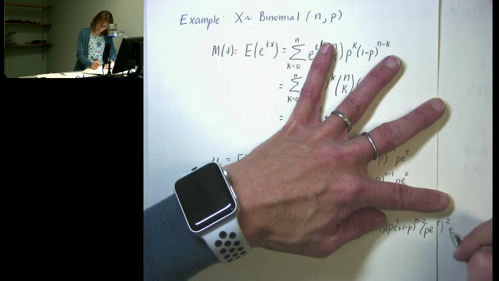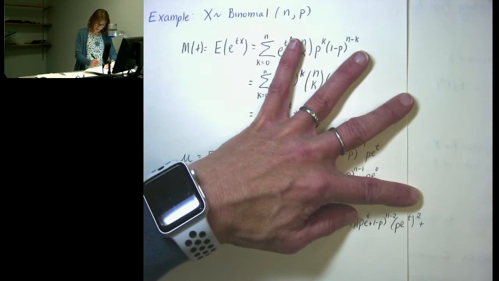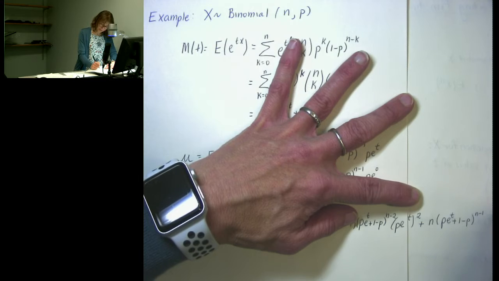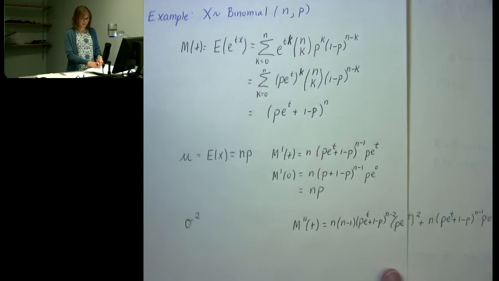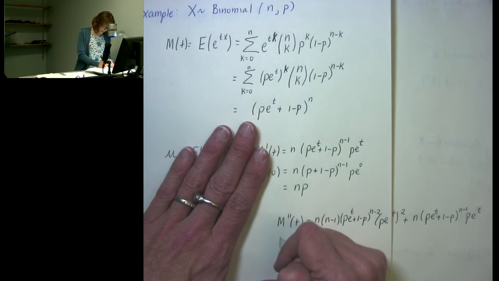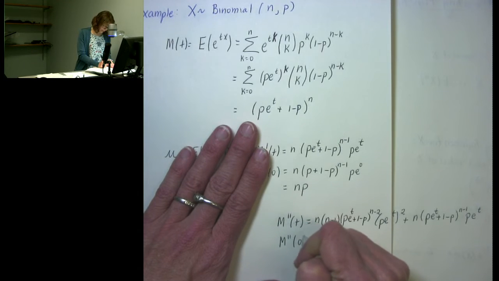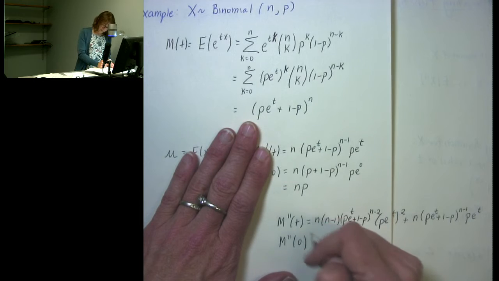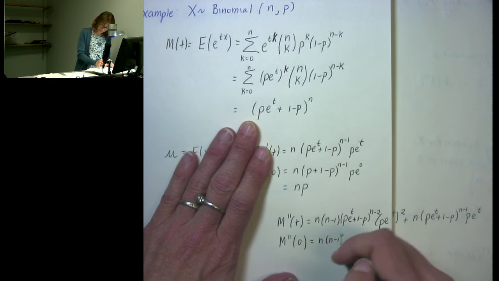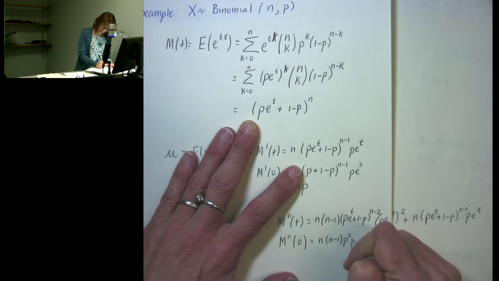squared plus, scooch over some more, n times p e to the t plus 1 minus p to the n minus 1 times p e to the t. Okay, so that's a little bit of a large production here. But if I evaluate this second derivative at 0, I get n times n minus 1 times p squared plus n times p.